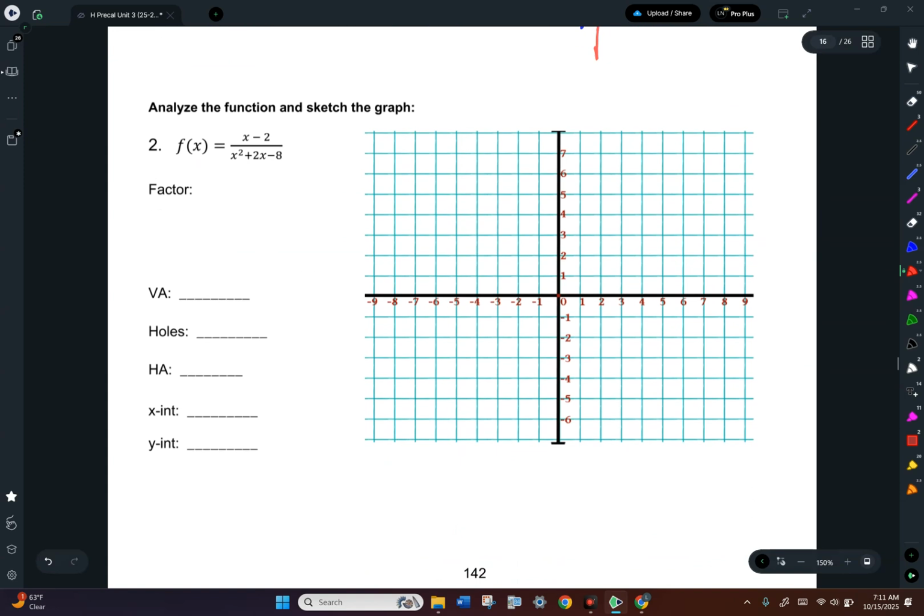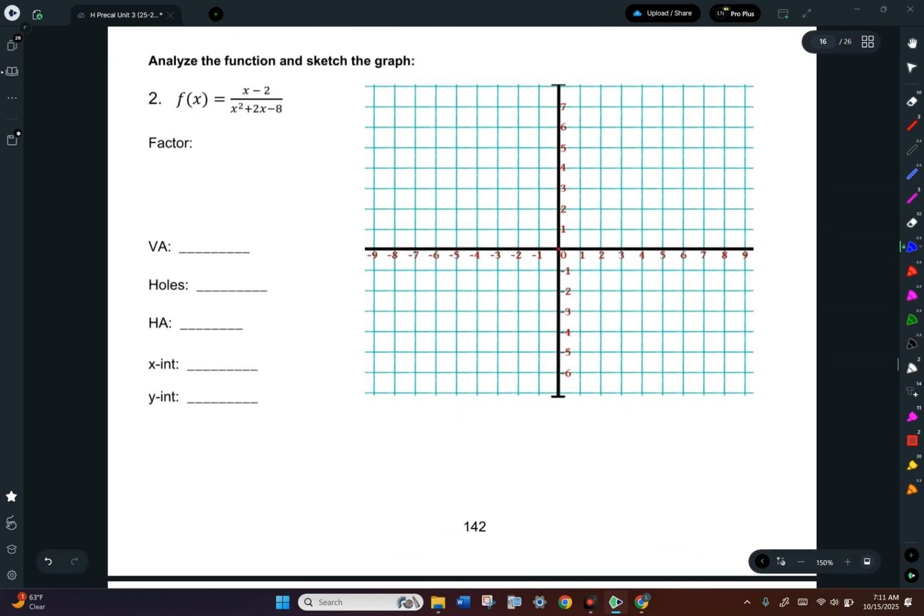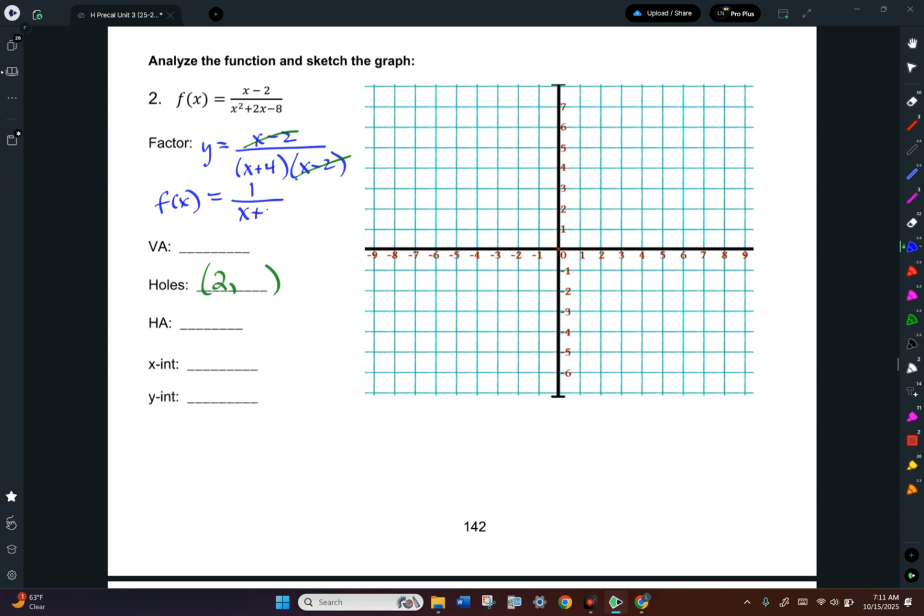Okay, so let's look at number 2. Let's fill in all the information we know. Before I do anything, I want to put it in factored form. So I'm going to say y equals (x minus 2) over (x plus 4)(x minus 2). Since those are canceling, I know there's going to be a hole at 2. But let's always get in the habit of writing your simplified version. So this is going to simplify to be 1 over x plus 4.